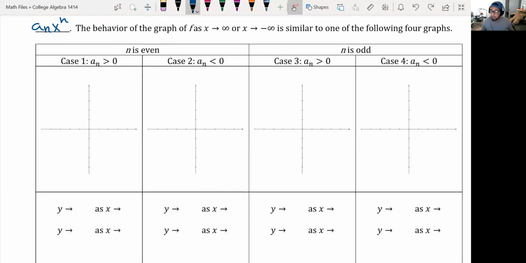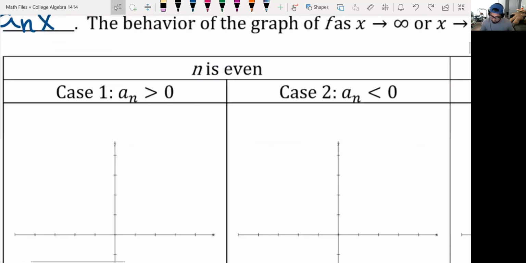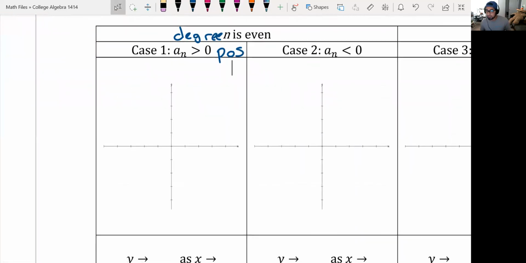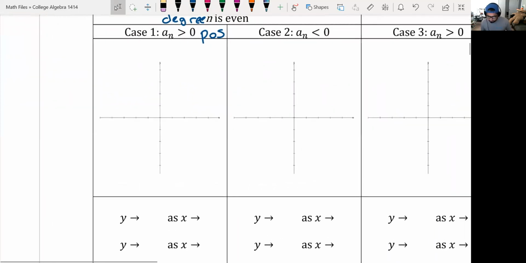So let's look at the first case. I'll zoom in here. This happens if our degree is even, right? Or n is even, so an even degree. And the first case is if the leading coefficient is positive. Being greater than 0 means you are positive. So with that being said, let's think of some even degree polynomials. What is an even degree function? What is the smallest even power?